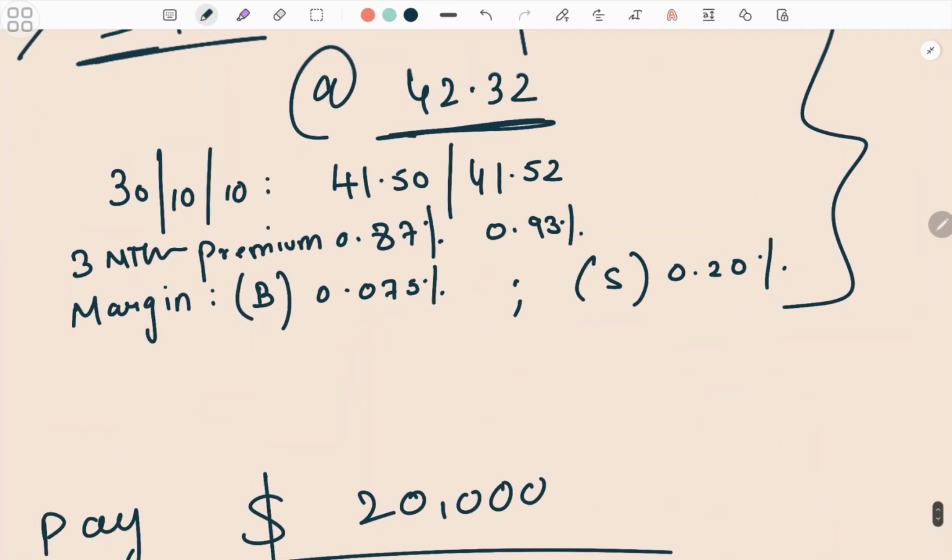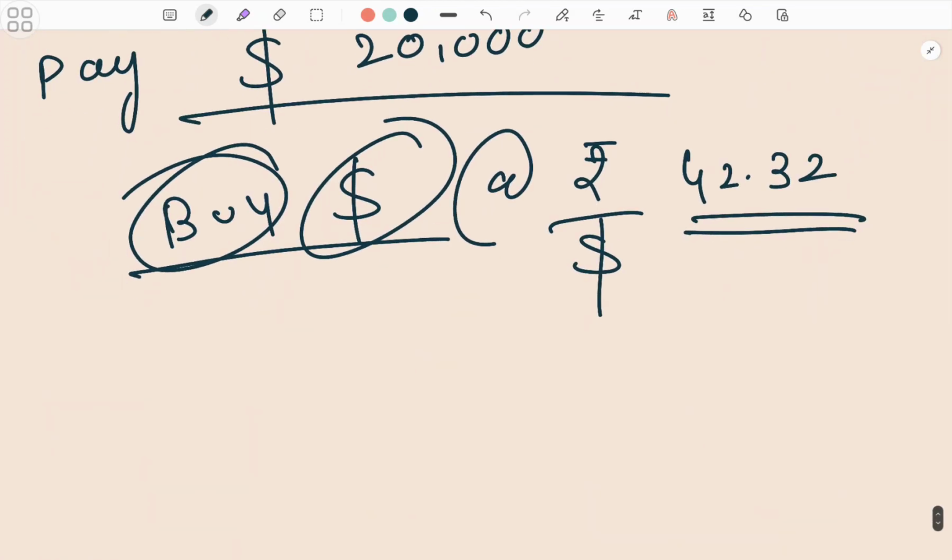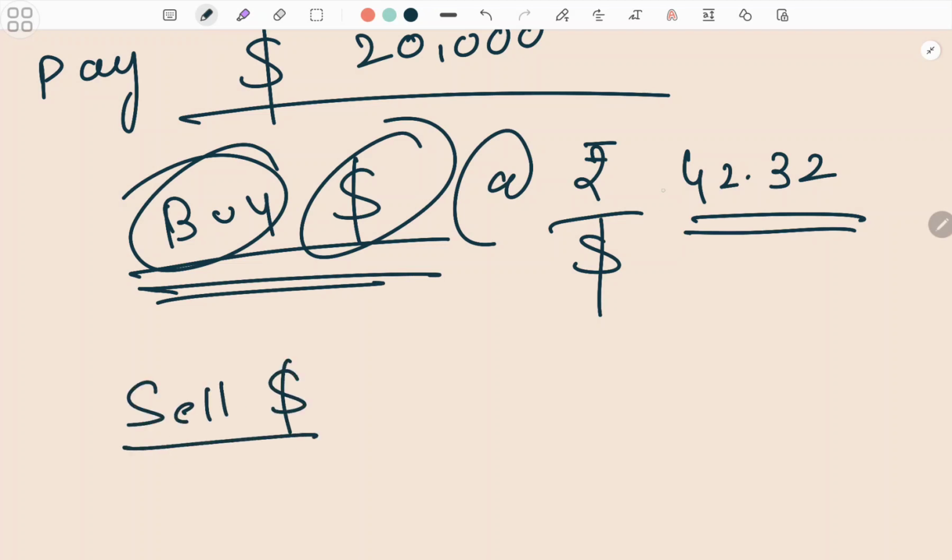Got it? But the issue here is, on the due date, which is 30th of October, after 3 months, he wants to cancel the contract, rather extend the contract. But in order to extend the contract, first you have to cancel the original contract, and then you enter into a new, fresh contract. So how do you cancel the contract? By default, the contract is cancelled by entering into an opposite position, correct? Buy dollars was my original position. So for the customer, that is the importer, in order to cancel the contract, he will have to sell dollars. Buy dollars at 42.32, sell dollars at what?